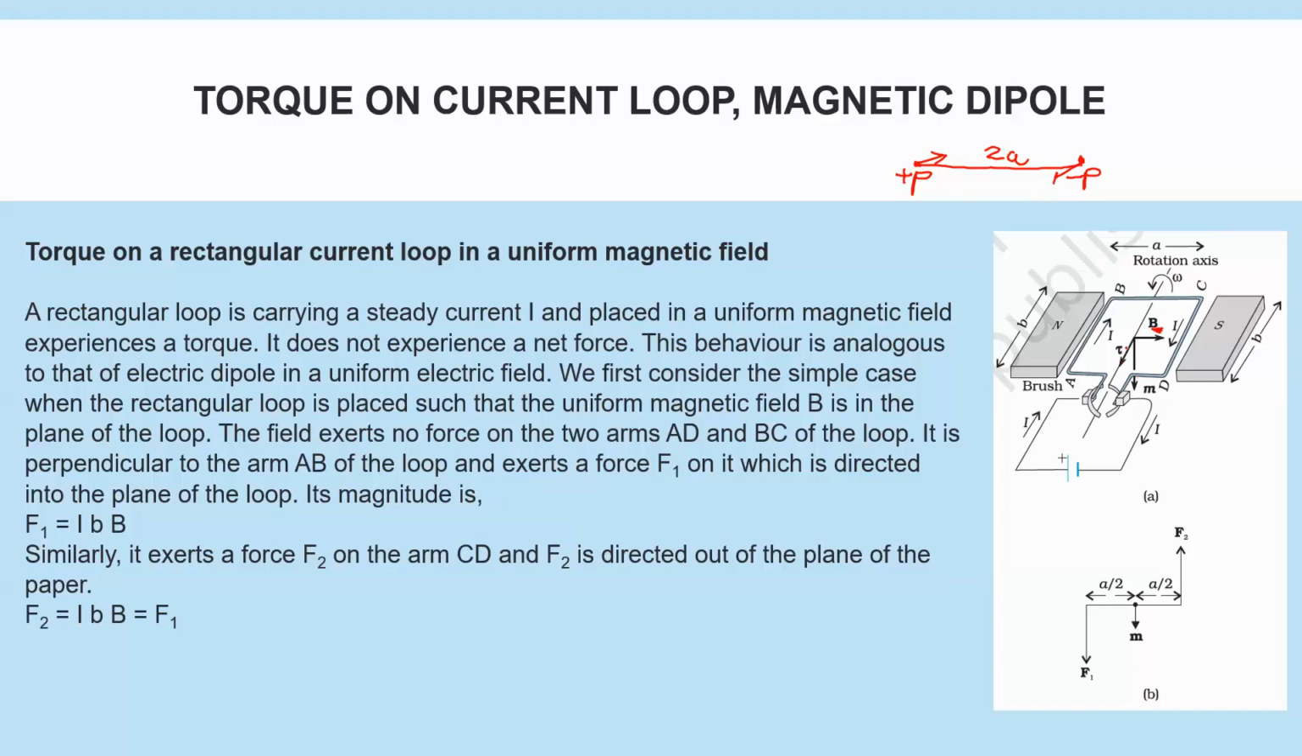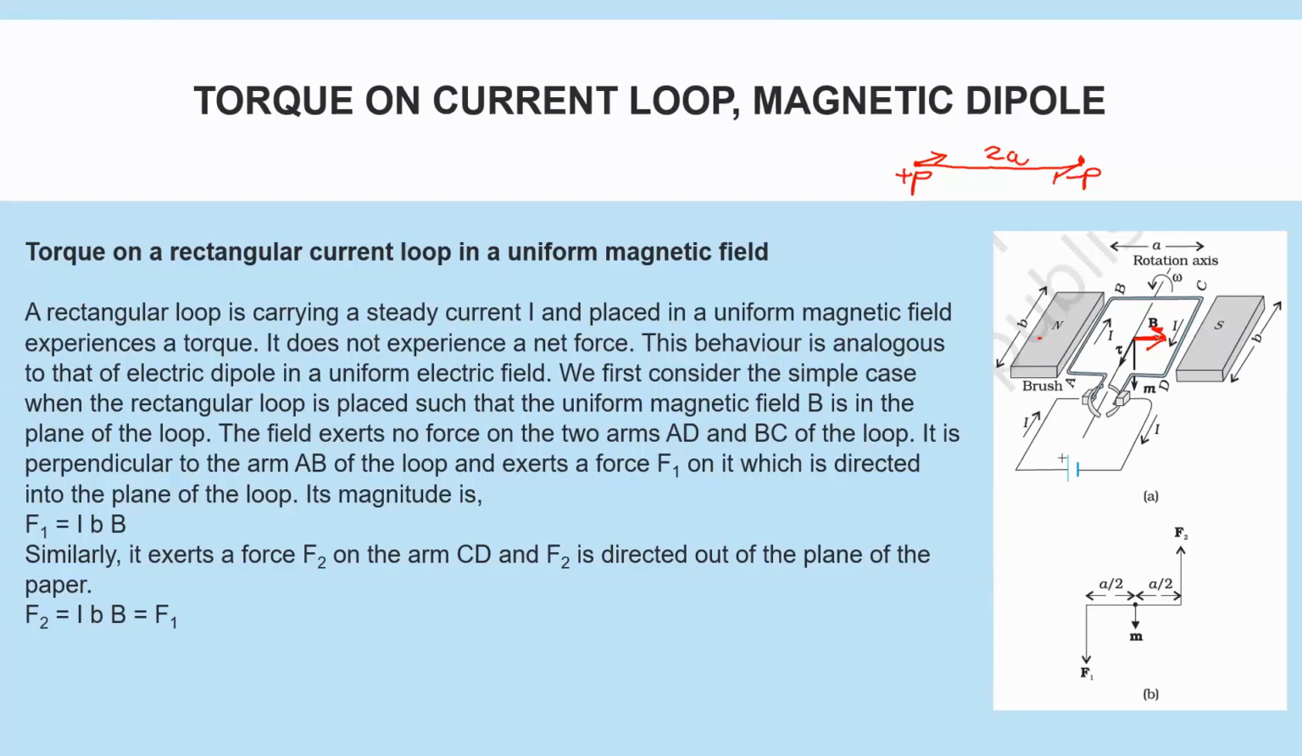Now we are considering the very simplest case, where the rectangular loop is placed such that the uniform magnetic field is in the plane of the loop. Over here you can see the two magnets, and this is the magnetic field, in the plane of the rectangular loop itself. Also, it is perpendicular to the arm AB of the loop and exerts a force F1 on it, which is directed into the plane of the loop. The magnetic field will exert no force on AD and BC.